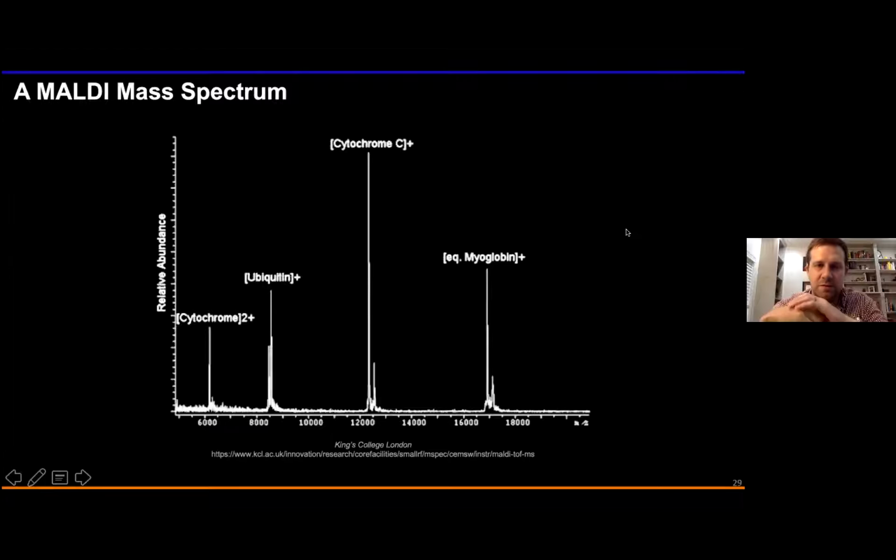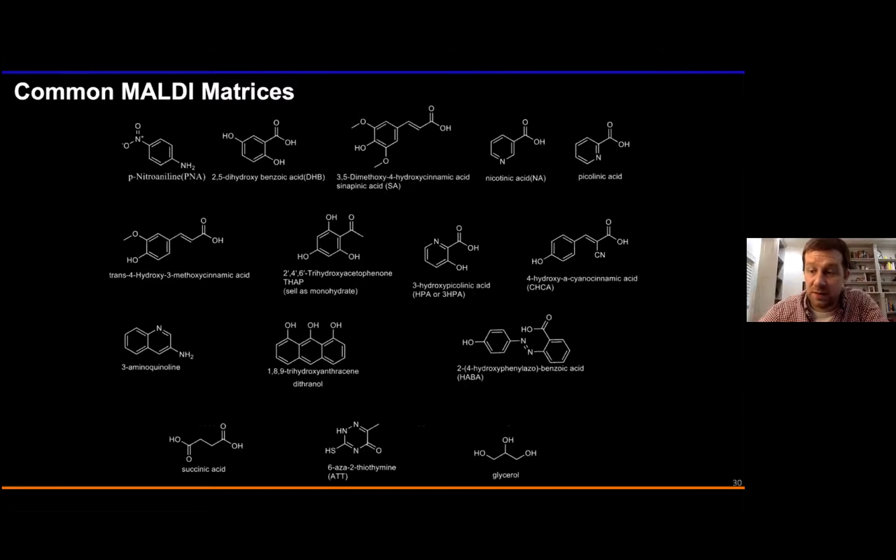So in MALDI mass spectrometry, we tend to only see singly charged ions. We don't observe doubly or triply charged species very often. It is possible, but it's just much less common. And so the mass spectrum tends to look a little bit different. For metabolomics and lipidomics, it tends not to look a ton different because we're generally generating only singly charged species there as well.